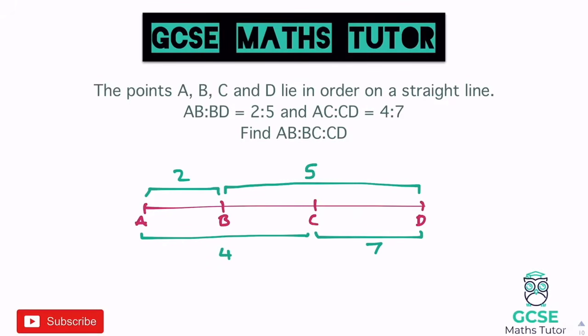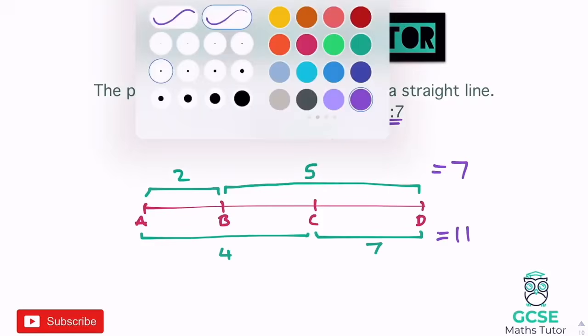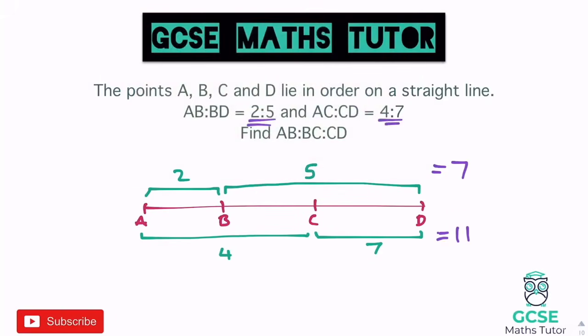What I mean by that, look, is 2 and 5 gives us a total over here of 7. The other one, 4 and 7 over here, gives us a total of 11. Now, if they both had the same total, this would make this problem a lot easier. So let's think, what's the lowest common multiple of 7 and 11? Well, that is 77. So to make these numbers out of 77, I would have to times the top one by 11 and the bottom one by 7.